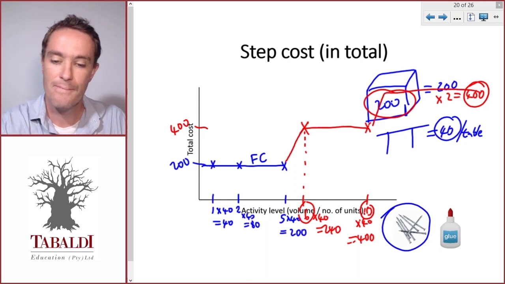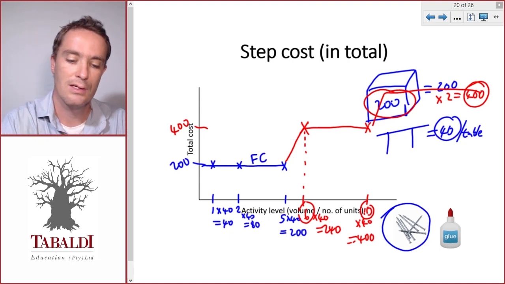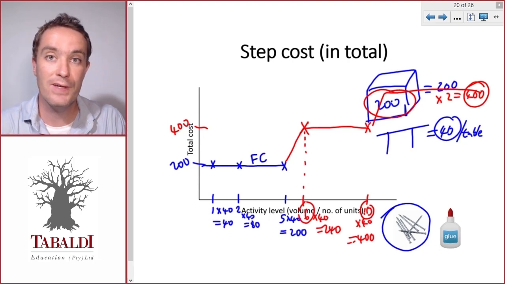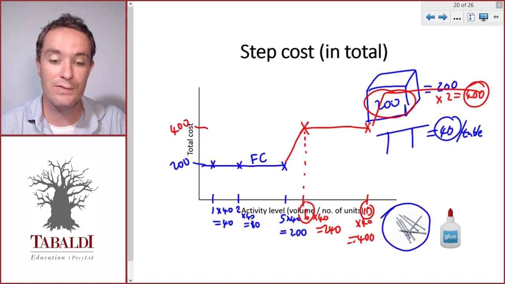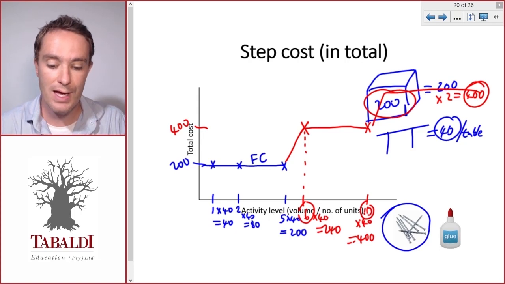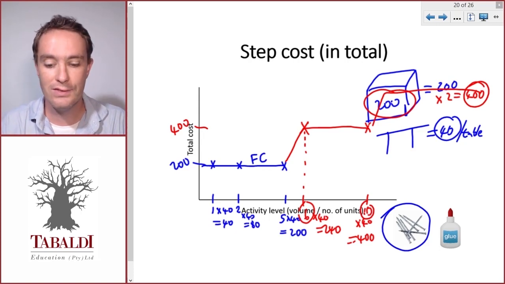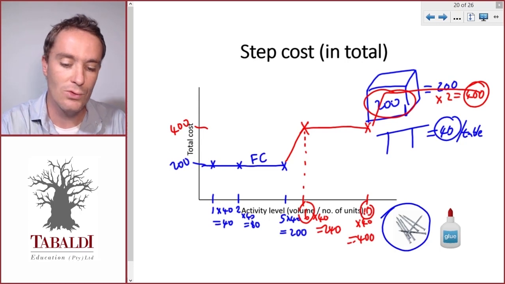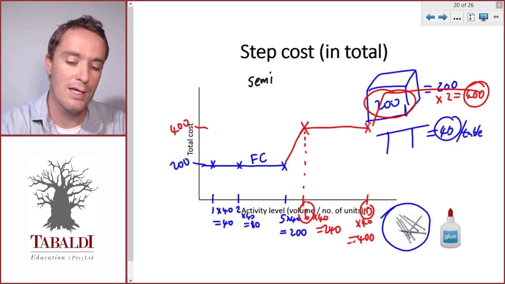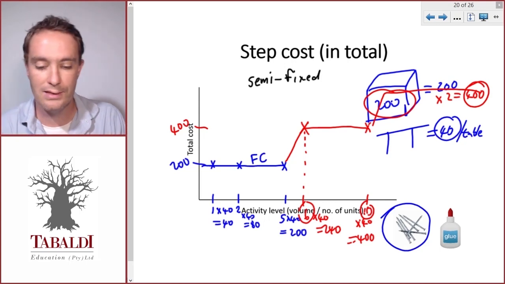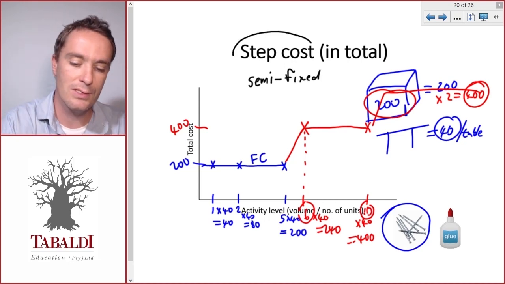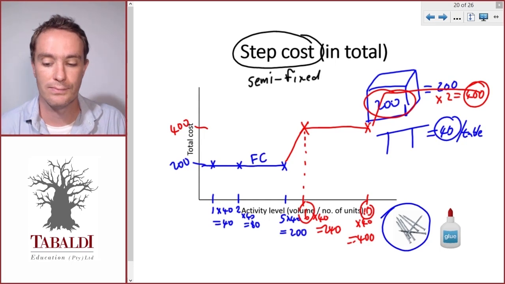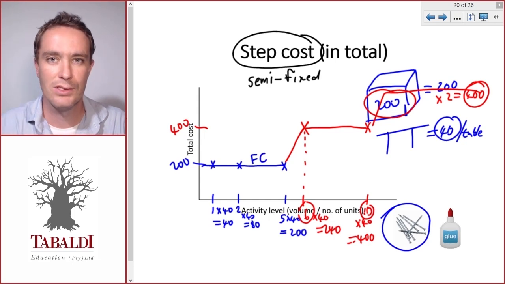So you can see a step cost is a cost that stays fixed for a certain number of units or activity level, and then jumps up at a certain point and then stays fixed again. And that's also sometimes referred to as a semi-fixed cost in other material and textbooks. But step cost is a more descriptive term. So that's a step cost.